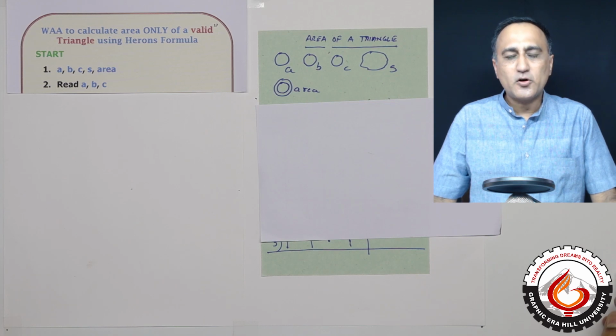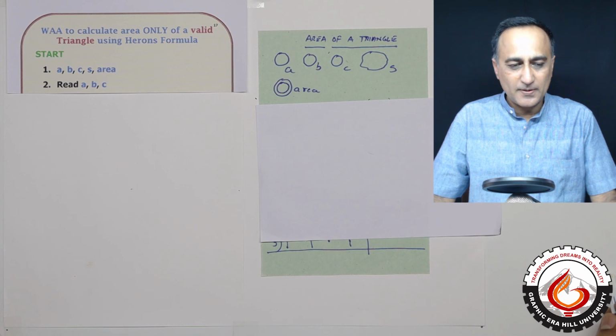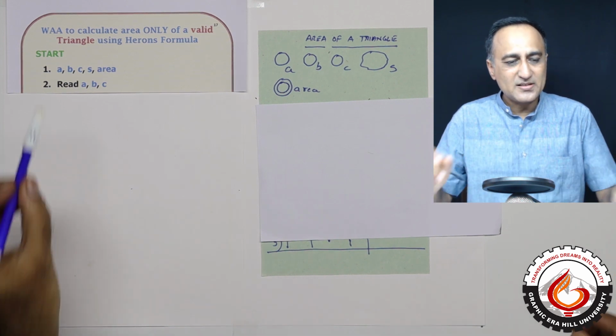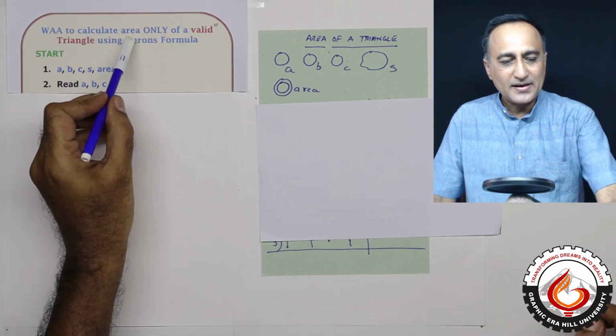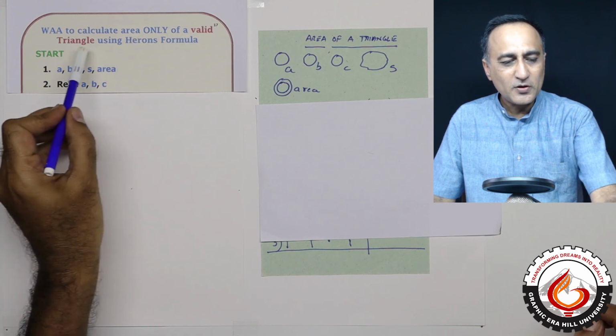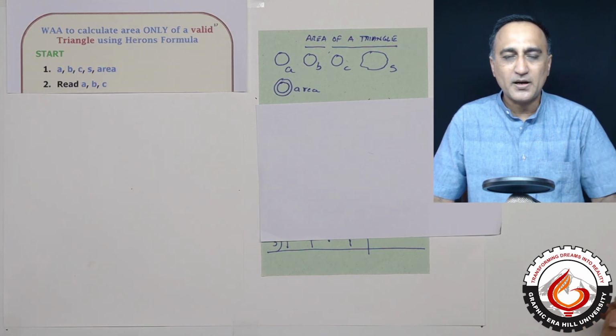We shall now talk about writing the logic of a problem which involves calculating the area of a triangle using Heron's formula. Let's try to read and understand the problem definition first. So the problem is asking us to calculate the area only of a valid triangle using Heron's formula.